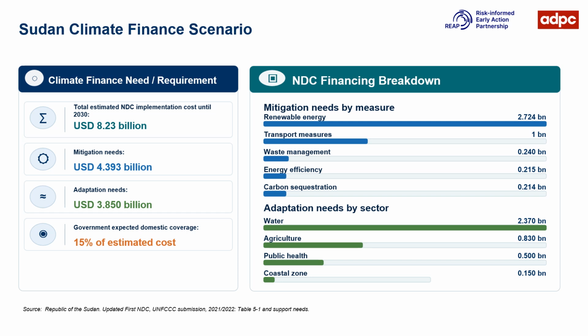The sectoral breakdown is also important. Mitigation needs include renewable energy, transport, waste management, energy efficiency, and carbon sequestration. Adaptation needs include water, agriculture, public health, and coastal zones. For early action, the adaptation priorities are highly relevant. Water, agriculture, public health, and livelihoods are sectors where early warning and timely finance can reduce avoidable losses.